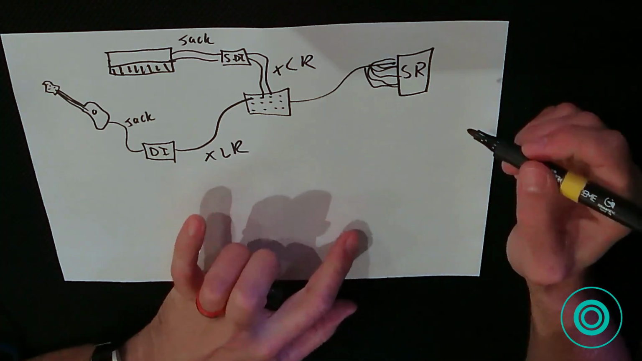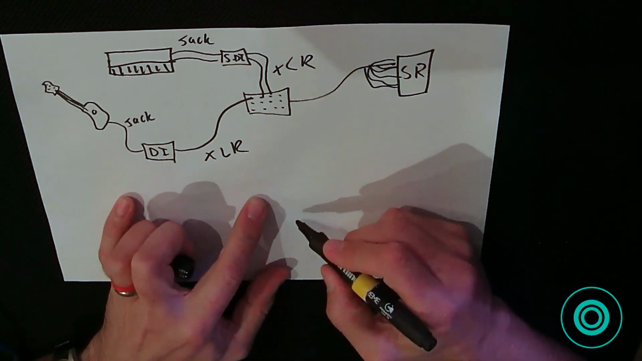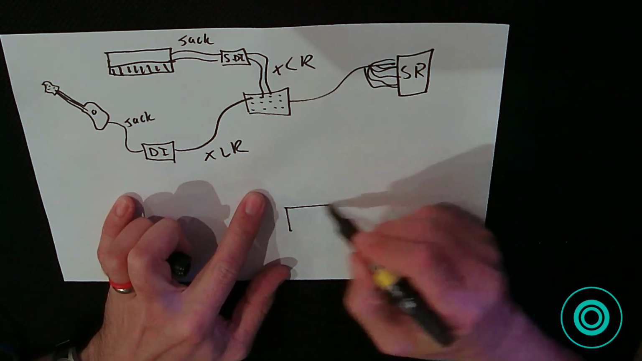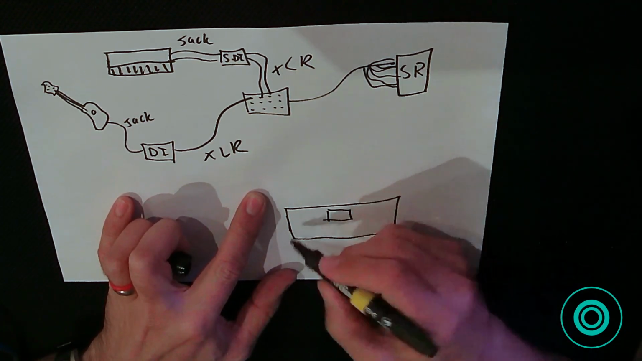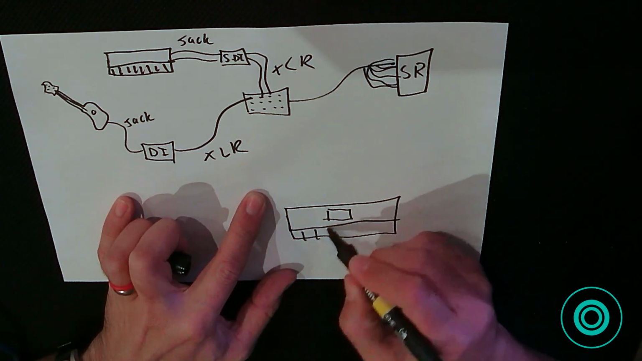How do we avoid mistakes like that? Is by labeling the cables. Taking a piece of tape, taking a permanent marker and writing on it bass, keyboard, guitar, and so on and so forth. So let's say we've got a console here in front of us. And here's our faders.